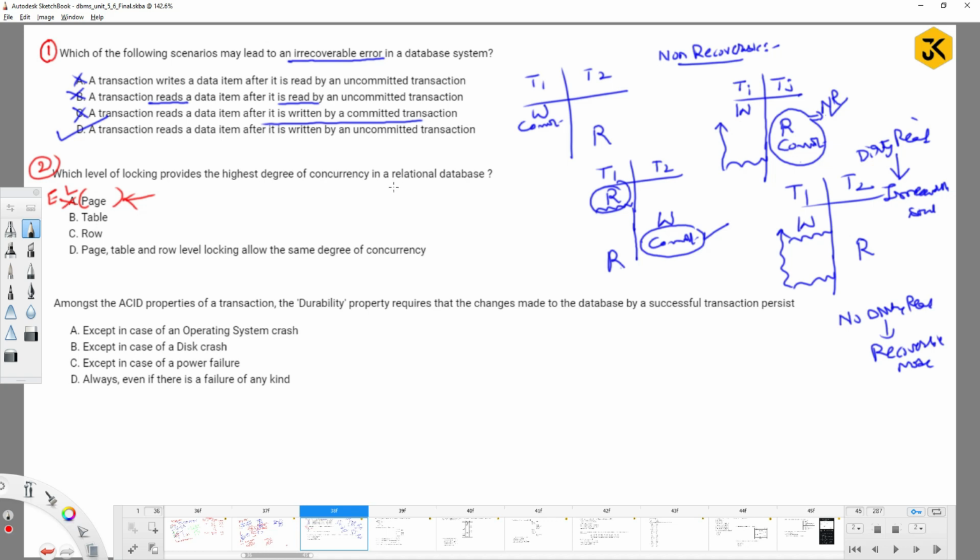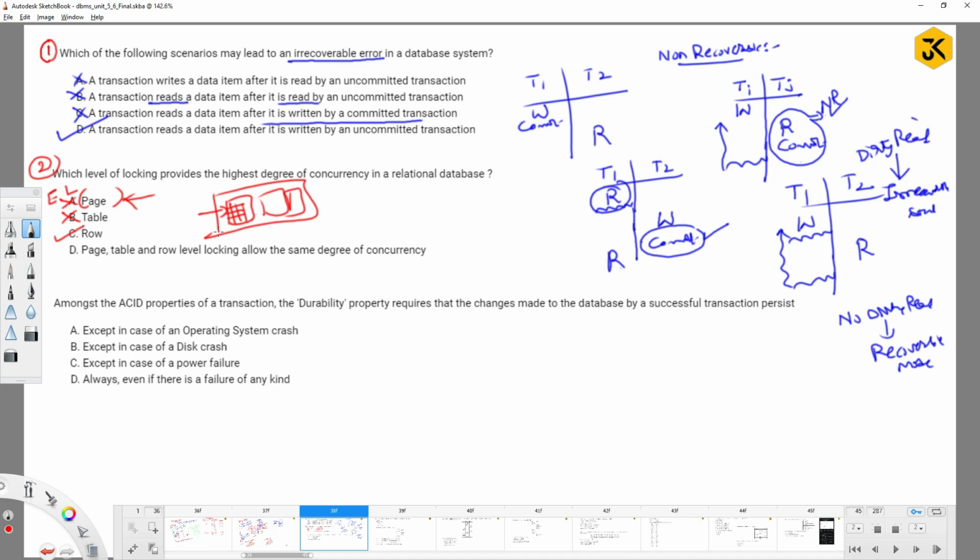Table means, if I say a page is going to have a collection of tables, right? If I apply the lock on a table also, I am going to restrict multiple rows. So it also may not be the correct one. But if I take the row, it is the smallest unit in a database, right? So one row I give to one person. If I give another row to another person, then that will be fine, right?